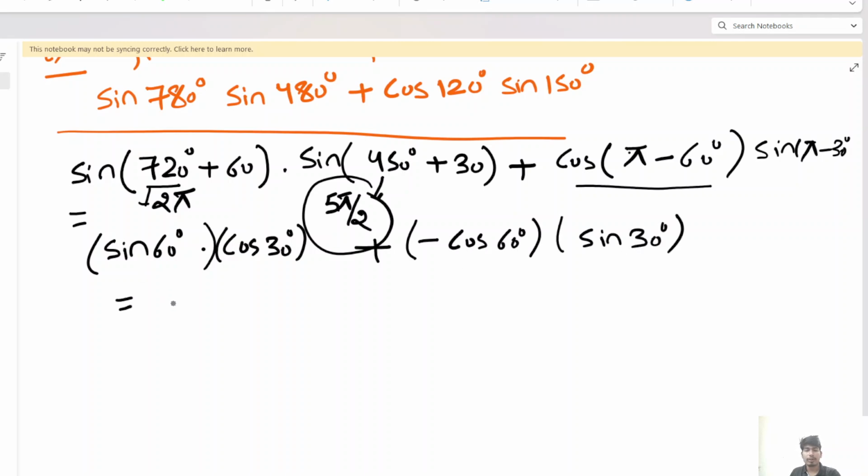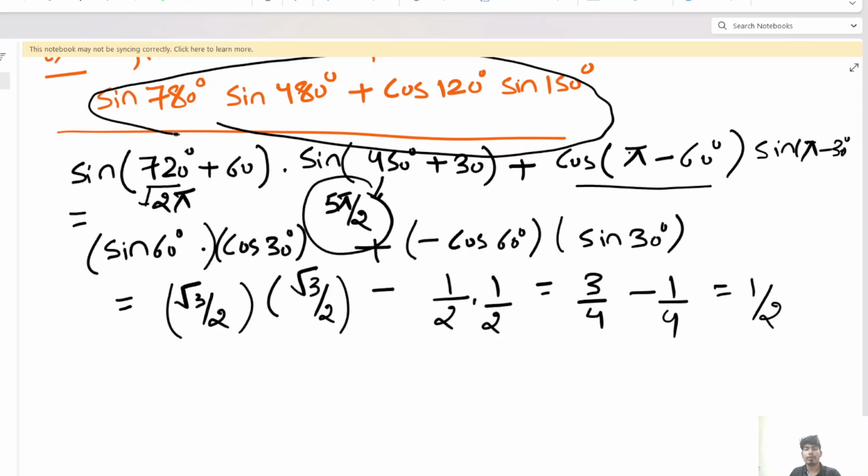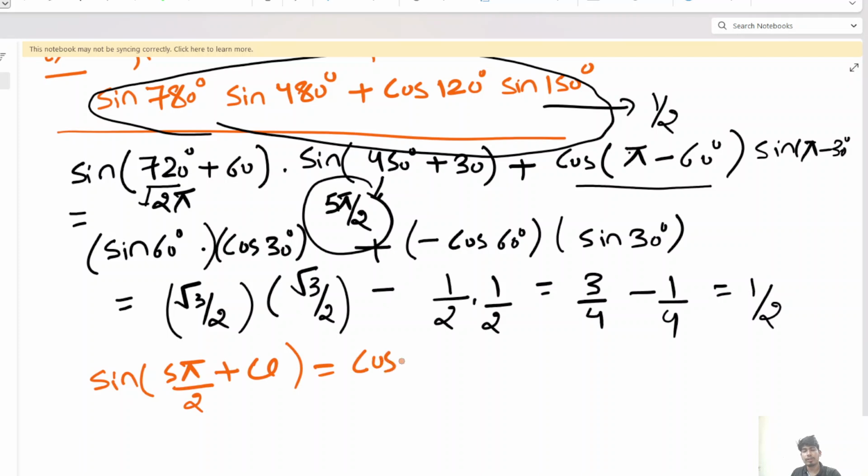Then this value is root 3 upon 2, and this cos 30 is also root 3 upon 2. Then minus cos 60 is 1 by 2 into 1 by 2. This is 3 upon 4 minus 1 upon 4, that is 1 by 2. This value is 1 by 2. What identity do we use here? Sine of 5 pi by 2 plus theta is cos theta.